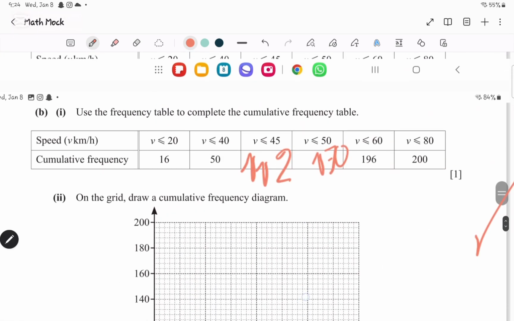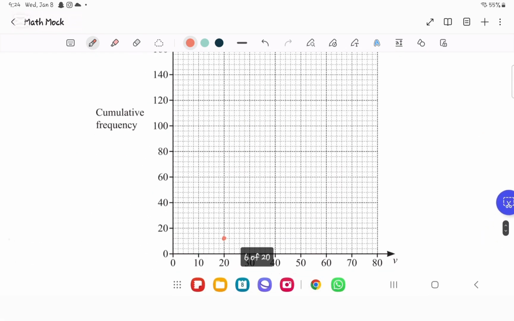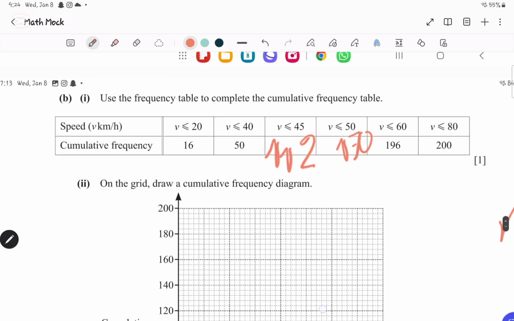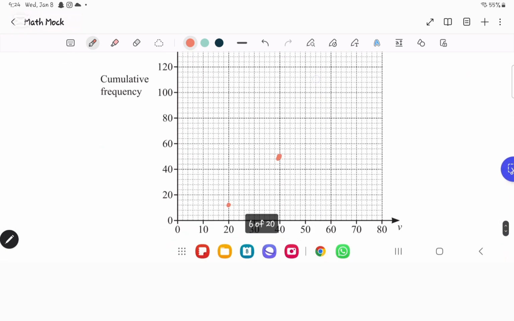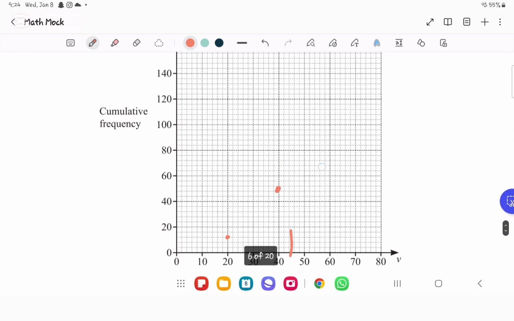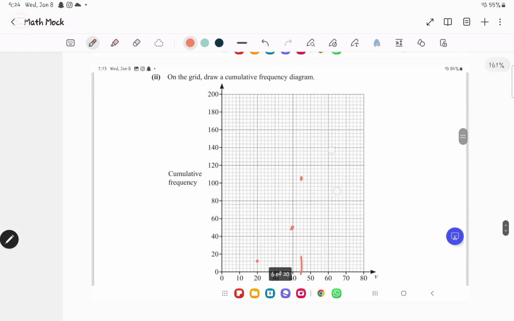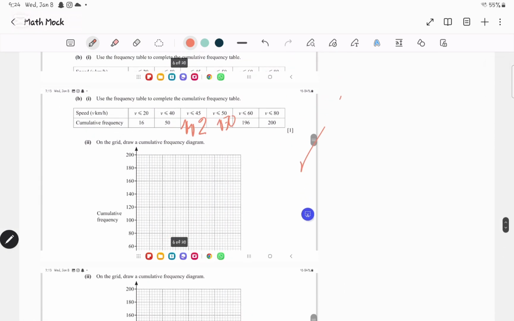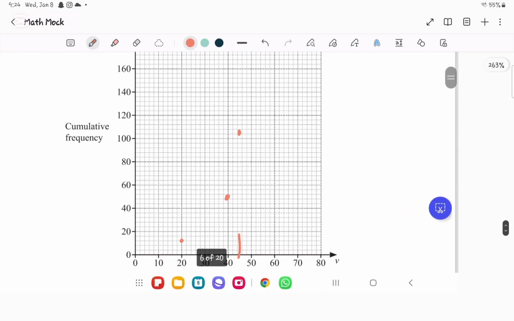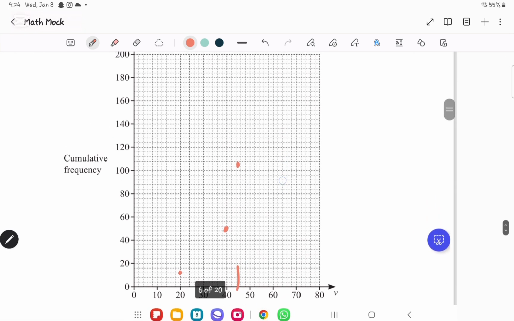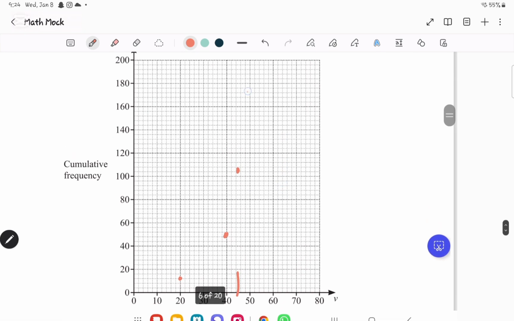At 40, it's 50. At 45, it's 112, which is almost here. At 50, it's 170, so approximately over here. Okay.